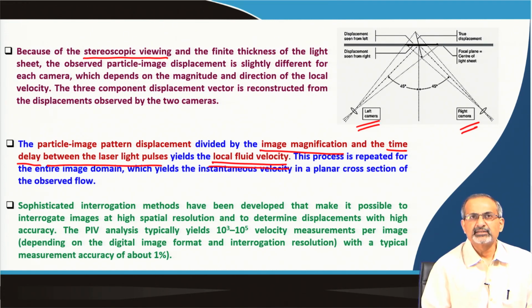Sophisticated interrogation methods have been developed that make it possible to interrogate images at high spatial resolution and to determine displacements with high accuracy. And in modern day PIV analysis, typically 10 raised to the power of 3 to 10 raised to the power of 5 velocity measurements per image with a typical measurement accuracy of about 1% is possible.